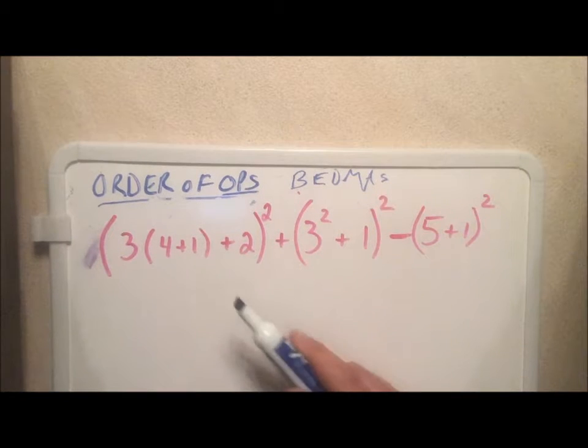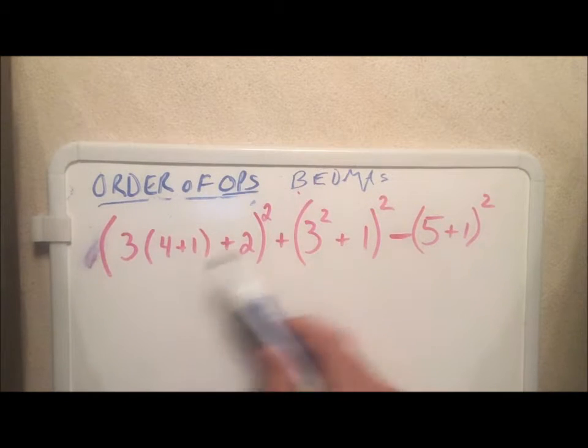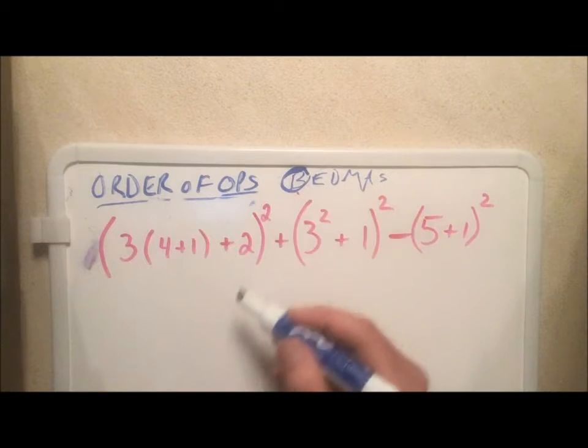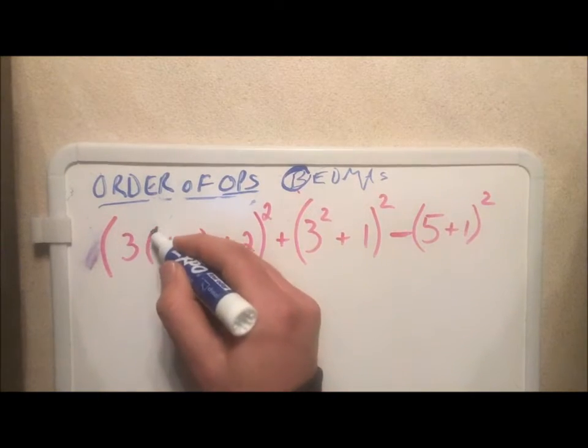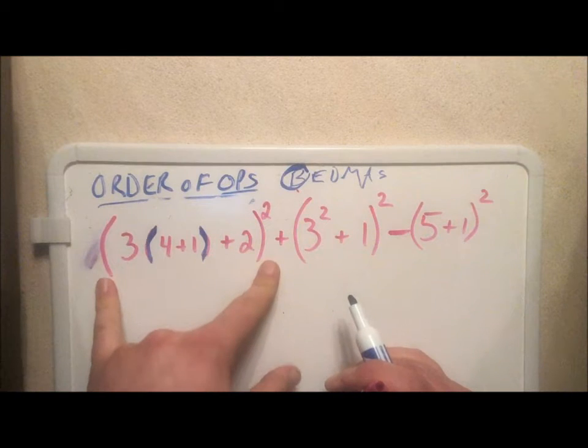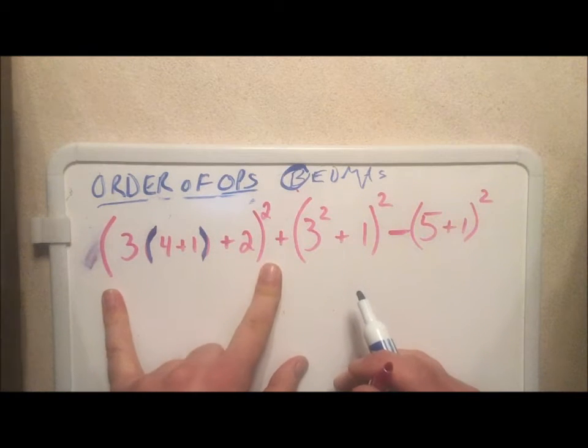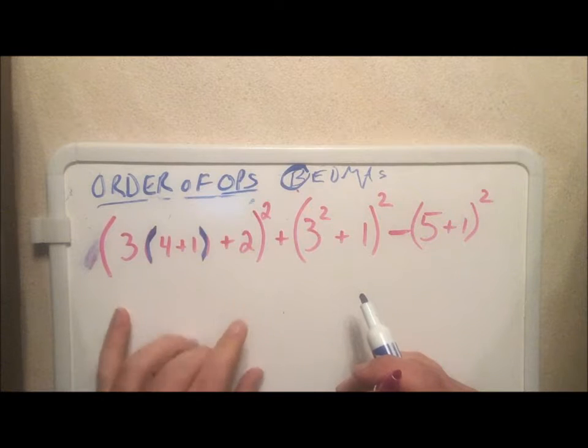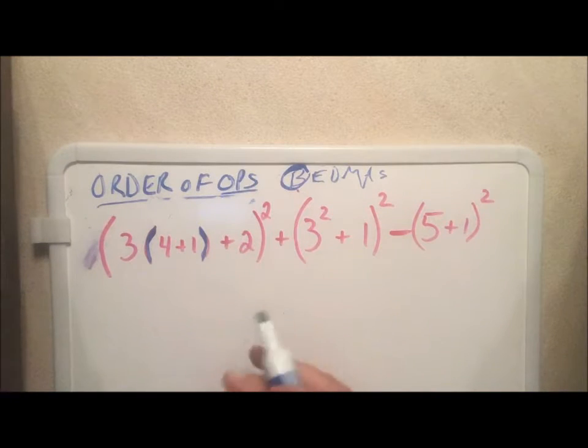All right, so this question here, I got brackets and I have exponents. Let's just work on the B for brackets. Now this is interesting here. I have a set of little brackets inside a bigger set of brackets. Whenever you see that, all you got to do is solve the interior brackets first.